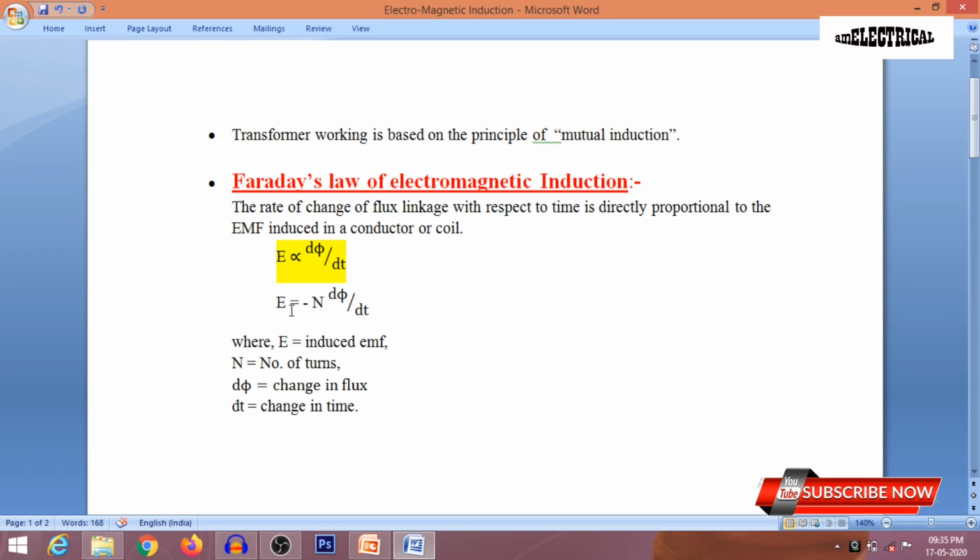E equal to minus N d phi dt, where E is the induced EMF, N is the number of turns, d phi is change in flux and dt is change in time. Here the negative sign is just because of Lenz's law. In this video, just after a few seconds, we will discuss this law, then you will get this point clearly.